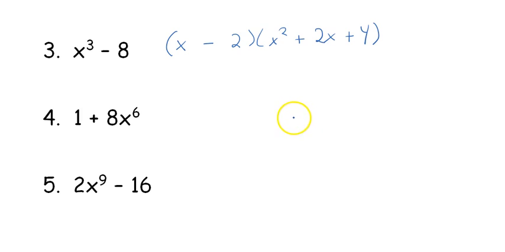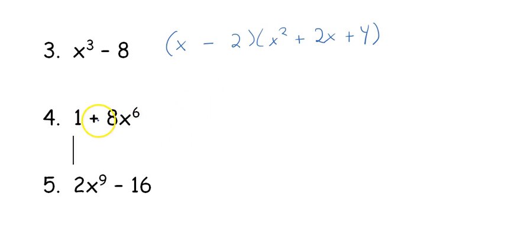Now, before we go on, you might want to think about this. This second piece is always going to be a trinomial, and we've talked about factoring trinomials, or we will talk about factoring trinomials. This will not factor anymore. So once you've done the perfect cube, don't expect this trinomial to go any further, although sometimes you can do something with the first parentheses. So just keep that in mind.